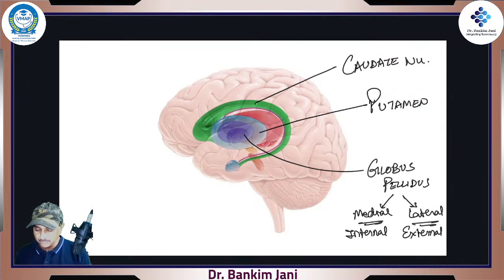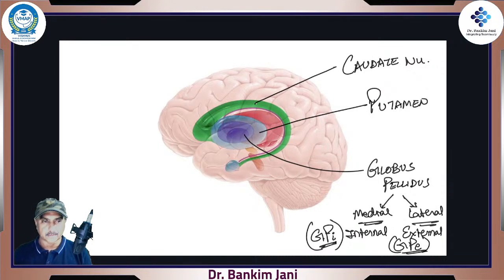From now onwards, we'll be writing it as globus pallidus. When we say I, that means it is internal. When we say globus pallidus E, that means it is external. We'll have a look at how exactly they really are.